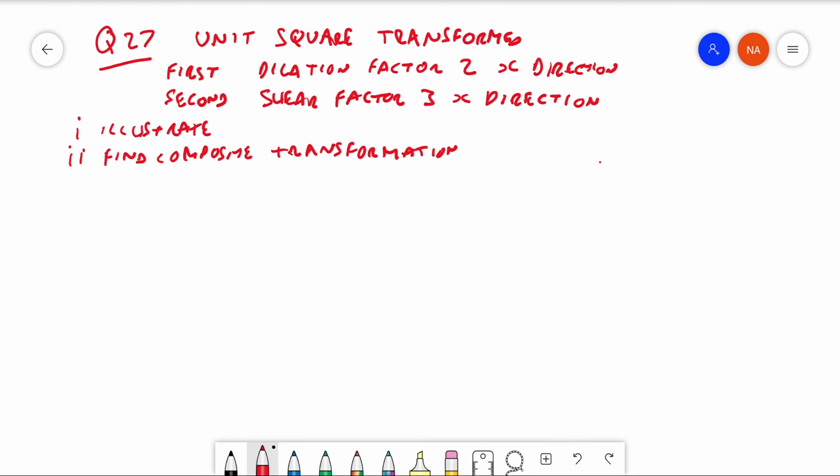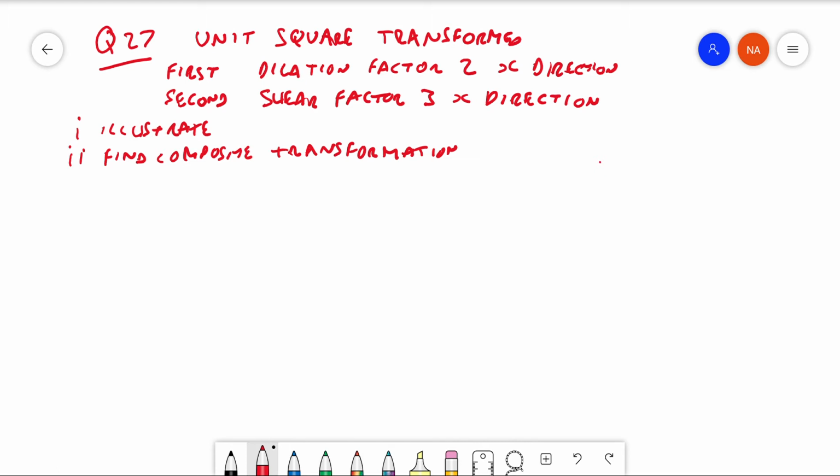Hello there. Here I am doing question 27. There's a unit square. It's going to be transformed in two ways. Firstly, a dilation factor 2 in the x direction, then a shear by factor 3 also in the x direction. Of course, we've got to illustrate it, and we then have to find the composite transformation.